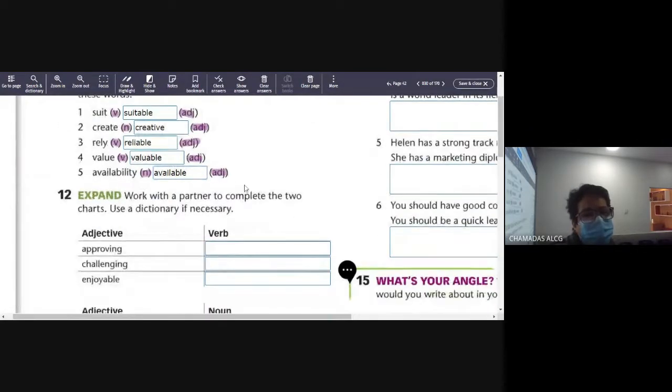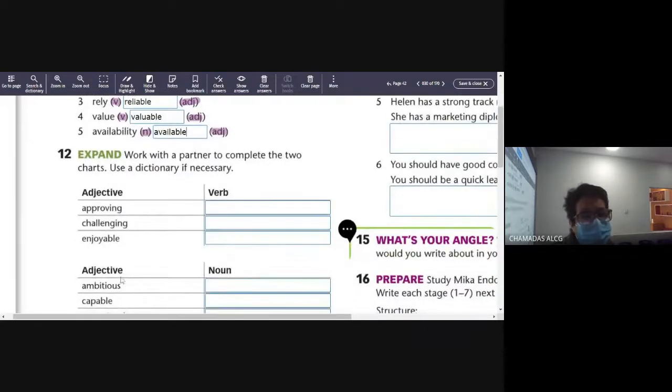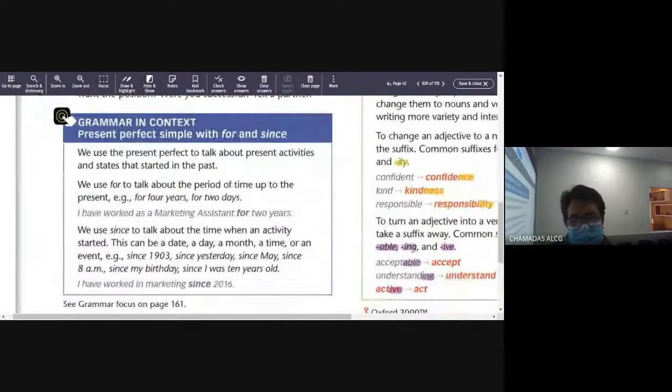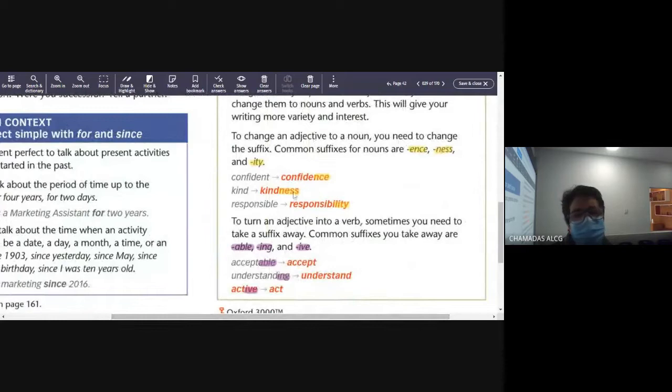Okay, so we are going the other way around. Now here, the second part, which is activity 12, is using the form we saw on the previous page, starting from an adjective and then going to a verb or a noun. So here, remember the rule. When we have an adjective, to make a noun, we have to include a suffix. When we want to make a verb, we have to remove the suffix, okay?